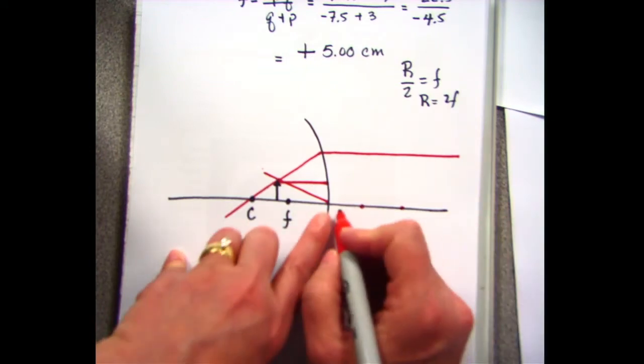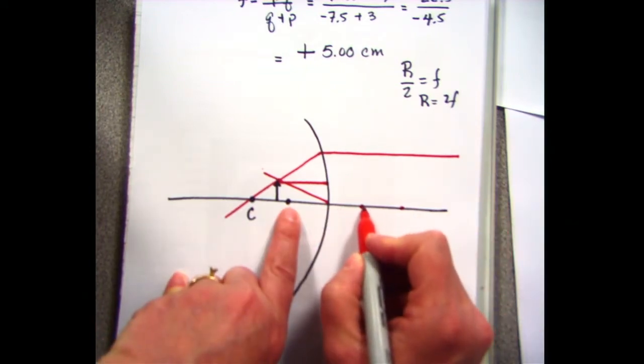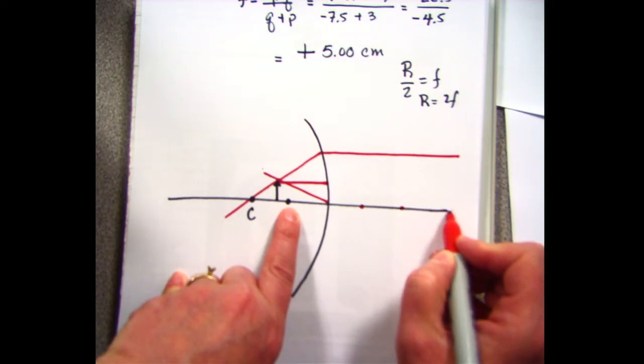All right, my other one is going to be 7.5 behind the mirror. That's 2, that's 5, 7.5 behind the mirror.